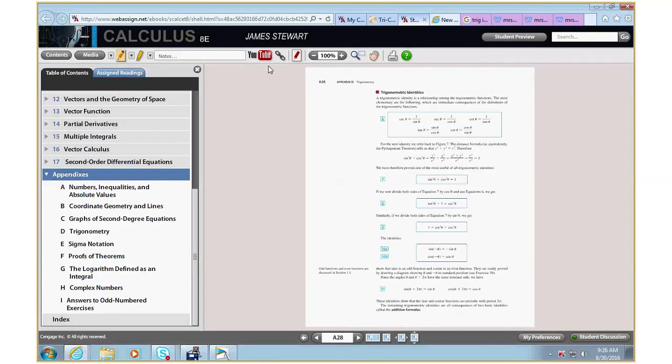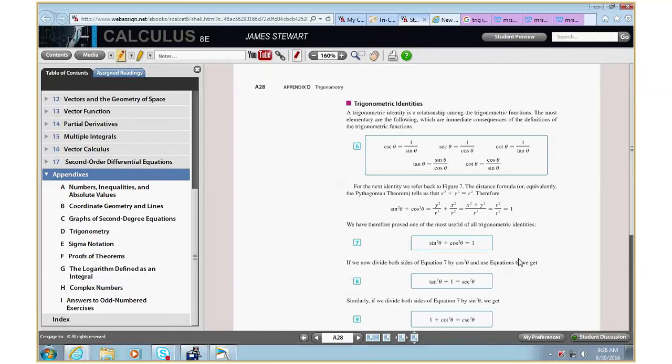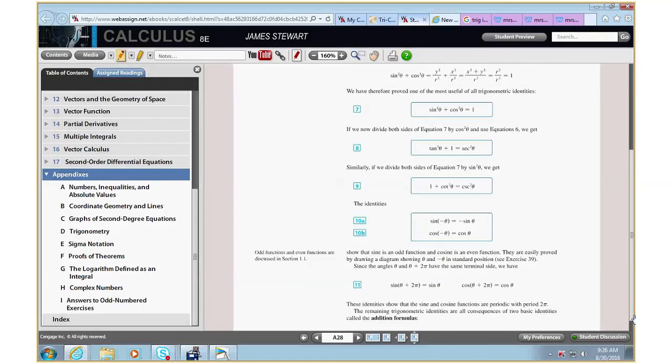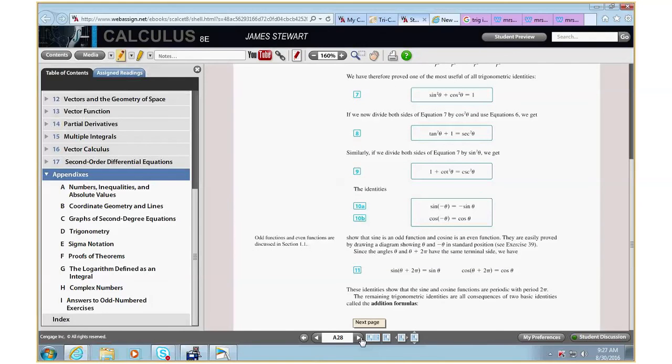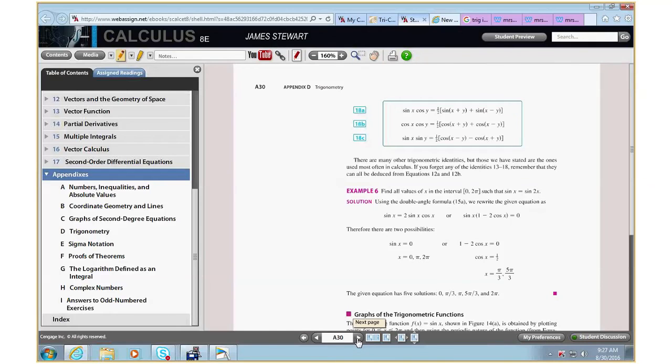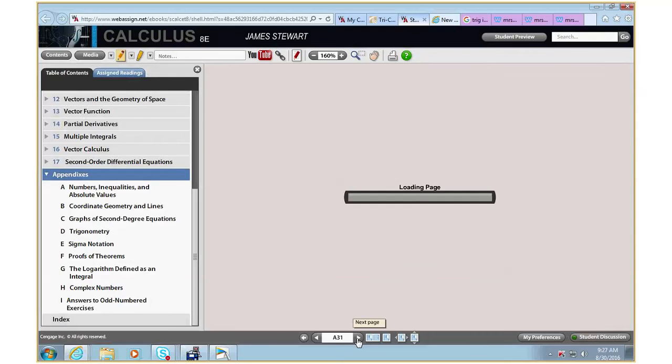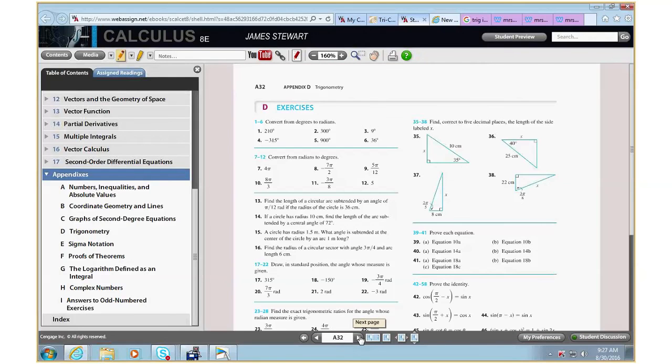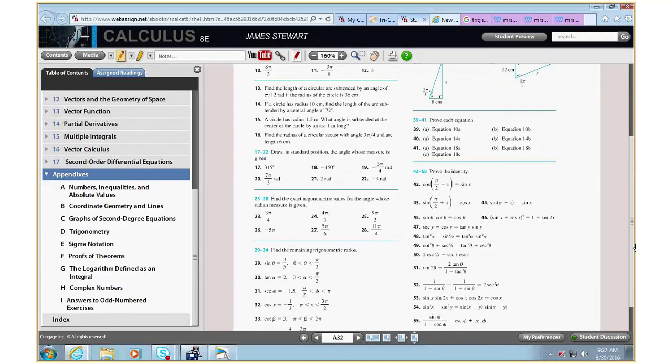Y'all didn't even know this was in here, did you? Here's your handy dandy notes right there. This is in the appendix part of your book. All right, here's one.